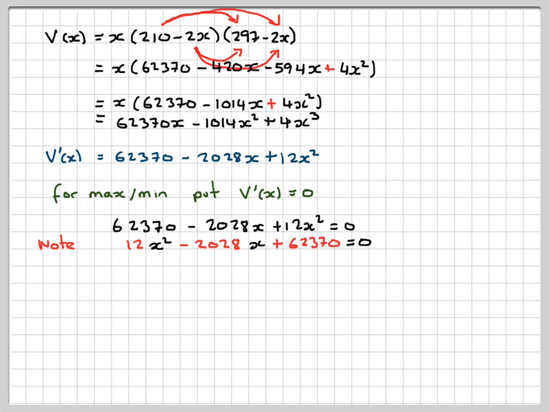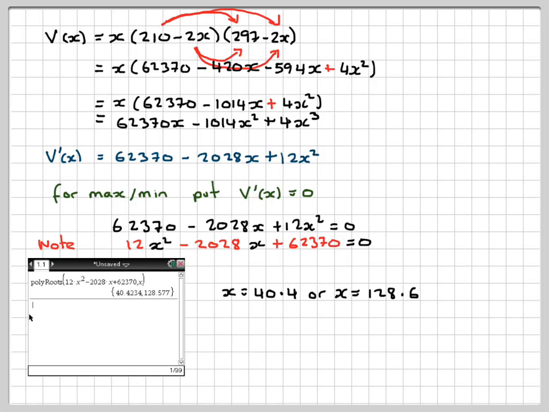Now we can use our calculator to solve this using the algebra menu, solving for polynomial roots. You should know how to do that by now. So there's a screenshot of what we've done. And again that gives me x is equal to 40.4, and we got this other one, 128.6. Now this is a screenshot of what we got on our calculator when we did it.